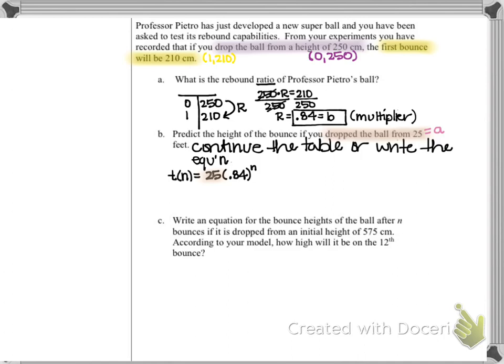Now the question was, predict the height of the bounce if you drop the ball. Okay, it doesn't say that I drop it multiple times. It just says that I'm going to drop it once. So if I drop it from 25, how high does it come back? So I set up my equation, drop height of 25. The rebound ratio, or the bounciness of the ball, is 0.84. So at this time, if I want to figure out what happens after one bounce, I'm going to plug in a 1.